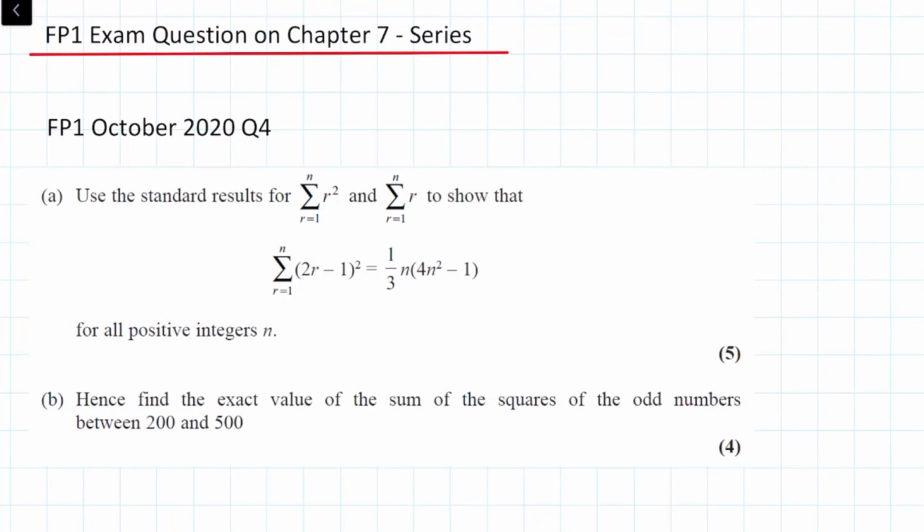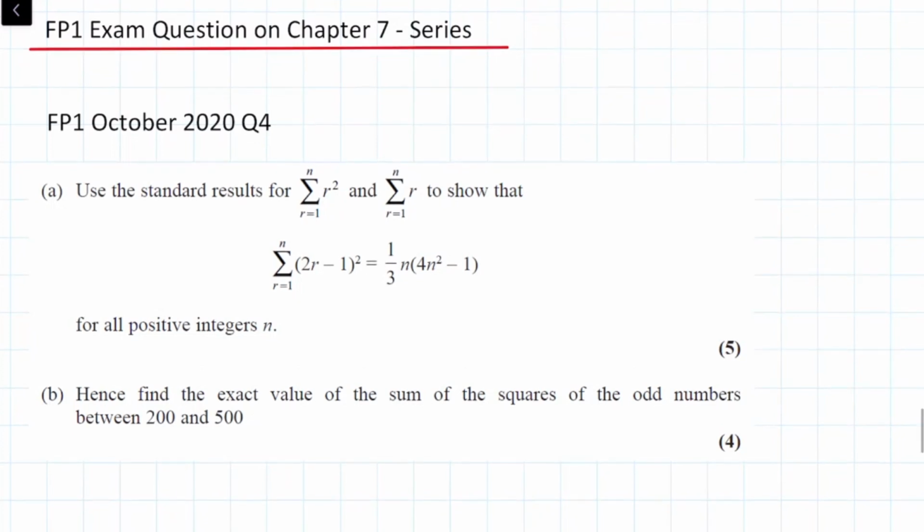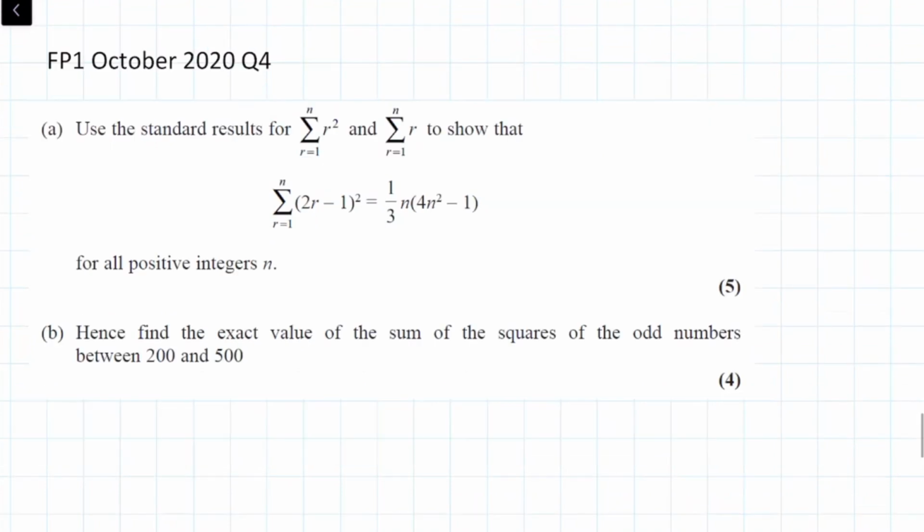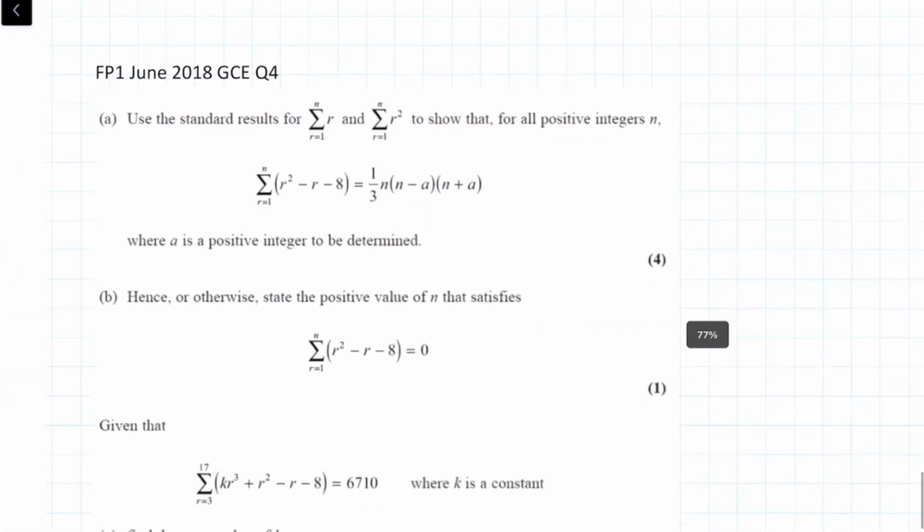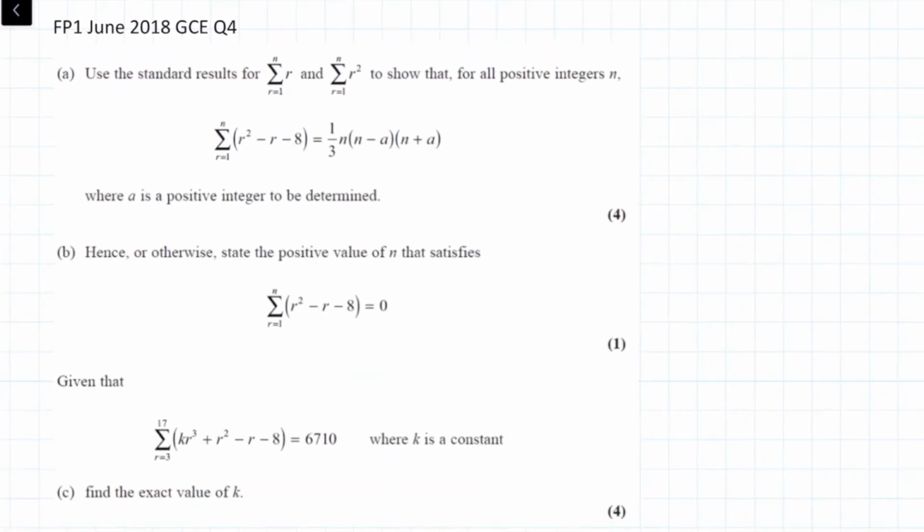In this video, we're going to look at a couple of FP1 exam questions from Chapter 7 on series. The first one we'll do is FP1 October 2020, question 4, which is like this. And then I will do FP1 from June 2018. This is the GCE version of the paper, question 4. This one is a little bit more difficult, so we'll get to that in a moment.